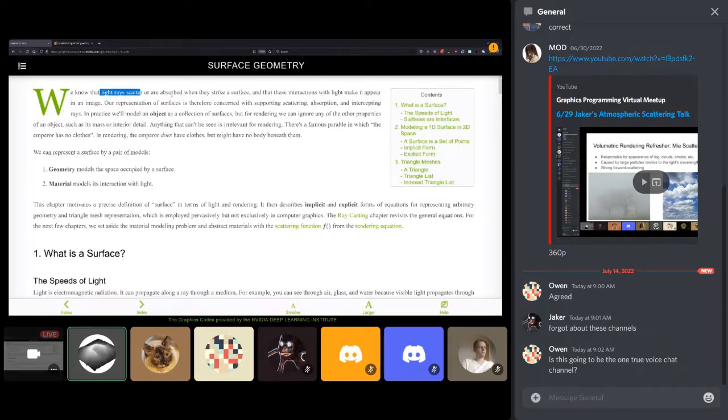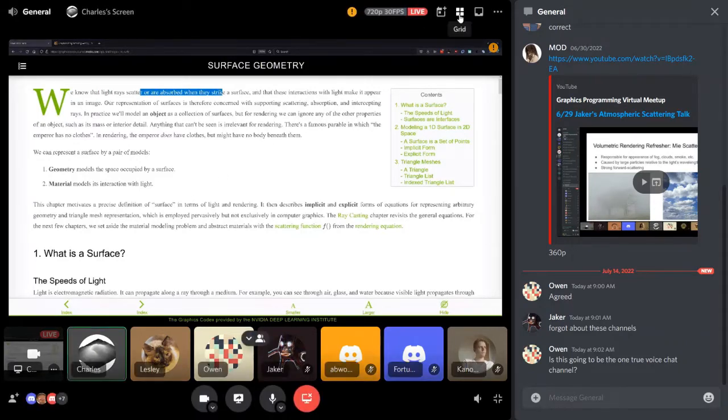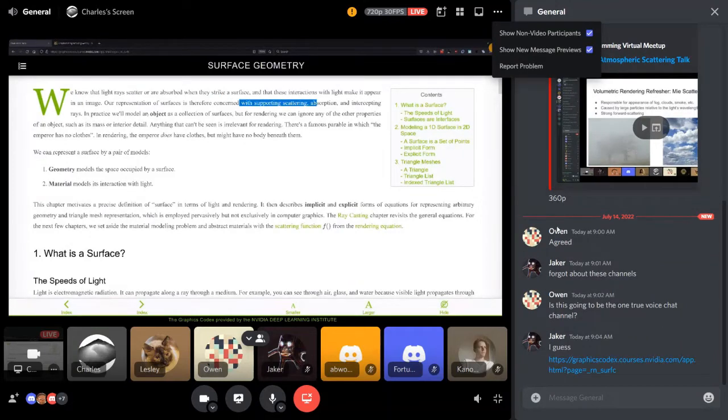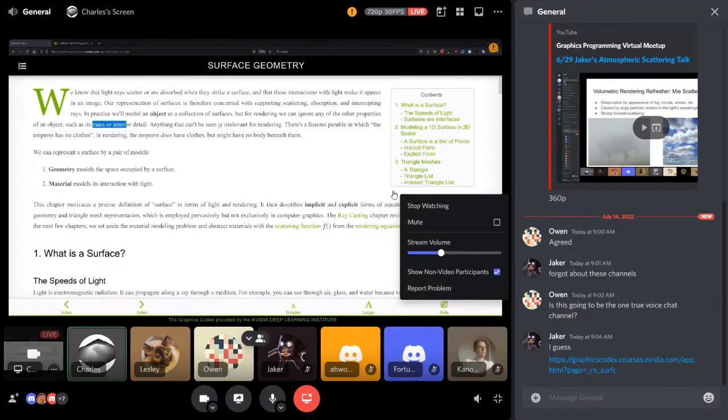Light rays scatter or absorb when they strike a surface. Representation of surfaces is therefore concerned with supporting scattering, absorption, and interception of rays. We'll model an object as a collection of surfaces, but for rendering we can ignore any of the other properties, such as mass or interior stuff. Anything that can't be seen is irrelevant. Yeah, that's a truth in rendering.